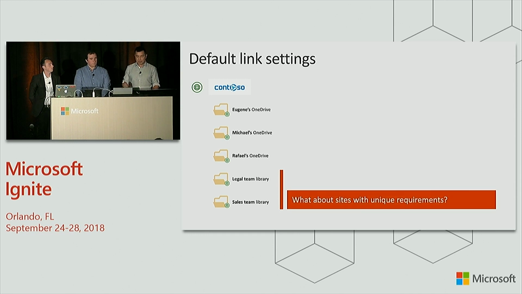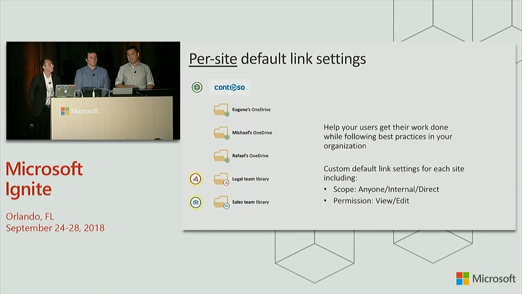But what we heard from many of you was, well, what about some sites that have specific requirements? In this case, the legal team actually works pretty differently, so I'm a little nervous about making the default links that work for anyone. And the same thing goes for the sales team. But on the other hand, I don't want to have to hobble my entire organization by locking everything down just for those two cases. Well, today, we're happy to be bringing you new per-site default link settings so that you can now customize default link settings on a site-by-site basis to allow your users to get their work done. This will allow your users to get their work done while following best practices in your organization.